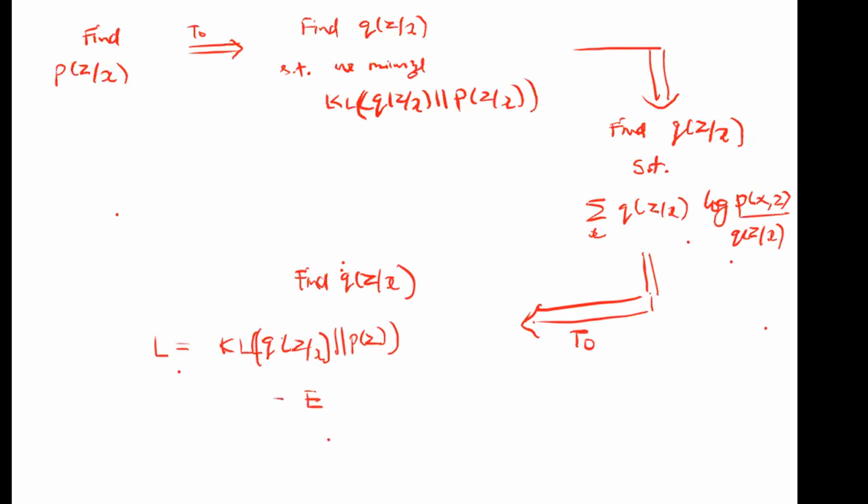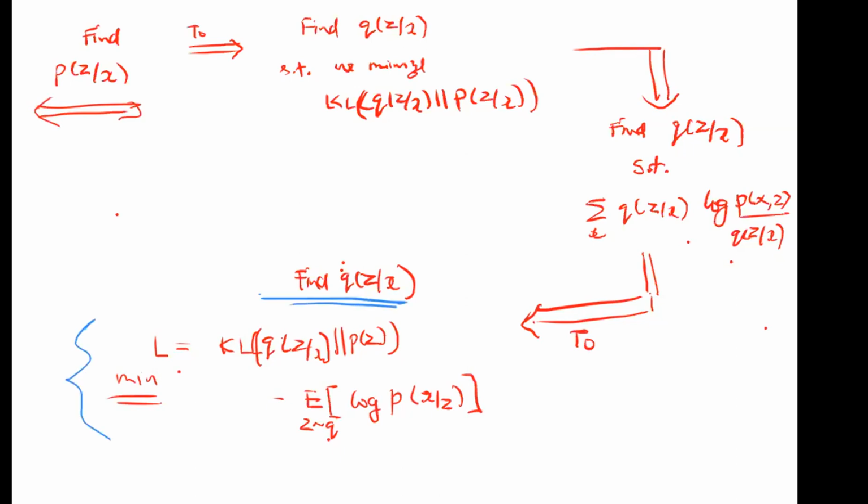And we maximize something similar to the log likelihood of our data set. So this loss is something we want to minimize. That's basically our loss function. We go from finding P of Z given X to finding Q of Z given X such that this loss function is minimized. And again, what are we doing here? We're trying to find the underlying distribution that generated our data.